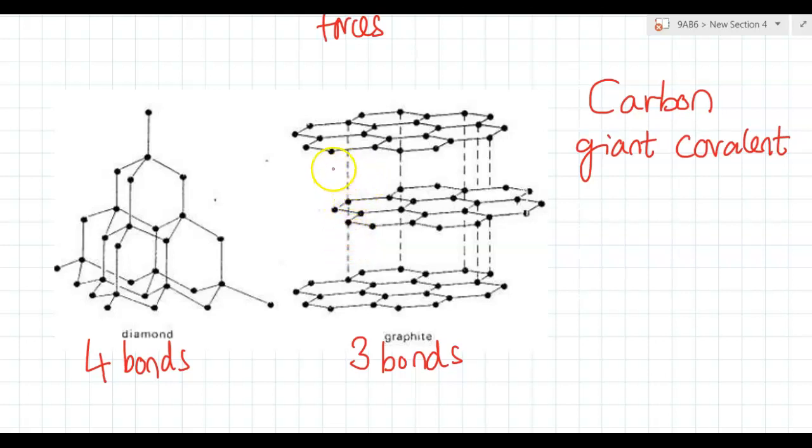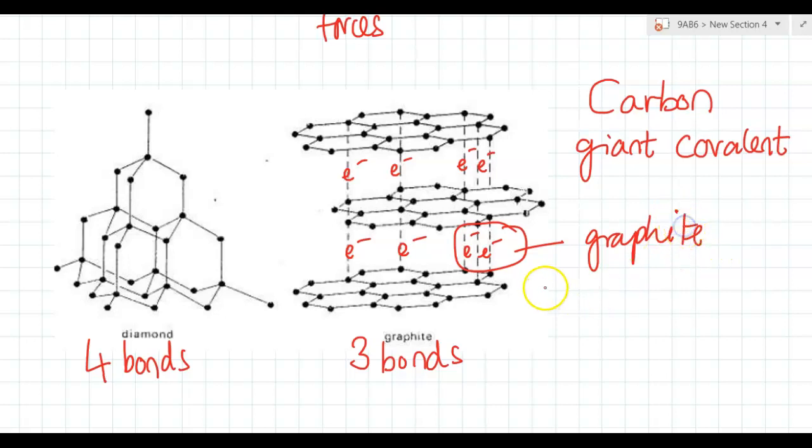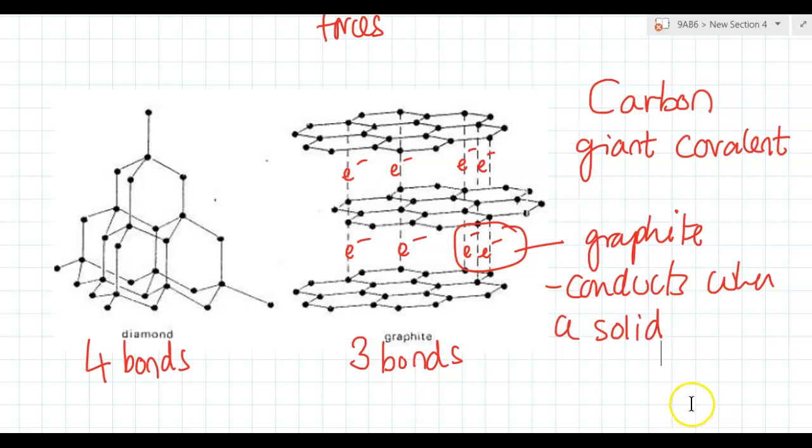Okay, so the spare electron from each carbon is buzzing around within the structure of the graphite, and that explains why the graphite is the odd one out in the non-metal world. It conducts electricity when it's a solid, just like a metal. All right, so if we're talking about a solid that conducts electricity, it's likely to be a metal, but it could be graphite.